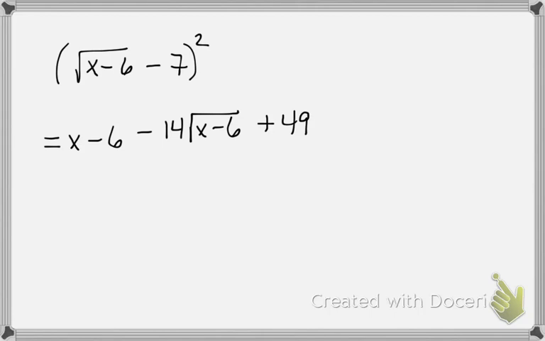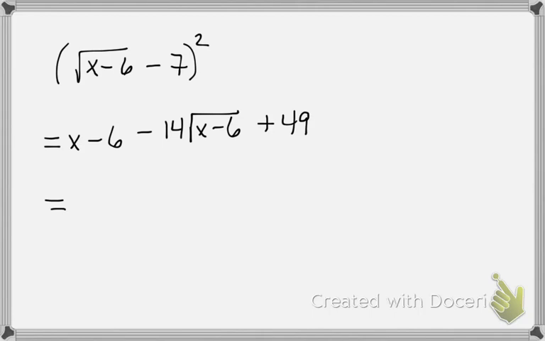So, square root of x minus 6 squares to just x minus 6. Then, your 2ab. So you multiply them together, and that's 7 square root of x minus 6. Double it to 14 square root of x minus 6. And then 7 squares to 49. Is that okay? Yeah, I was stuck, now I got it.